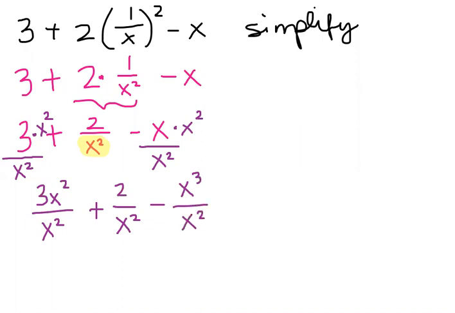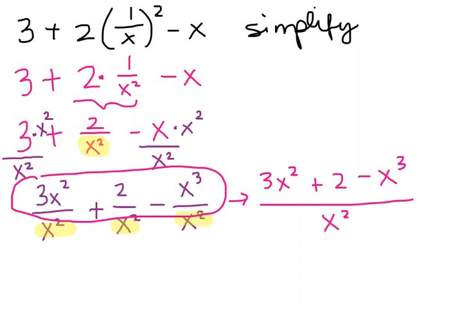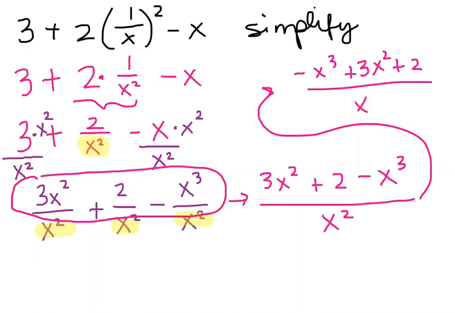And now, because there is that common denominator of x squared, you are allowed to simply take the numerators and perform that operation. And that would end up being 3x squared plus 2 minus x cubed all over the denominator of x squared. None of the terms in the numerator can be simplified. You could rearrange them if you like in ascending order on exponents. That would look like negative x cubed plus 3x squared plus 2 all over x squared.